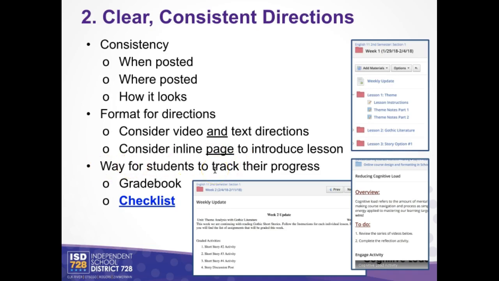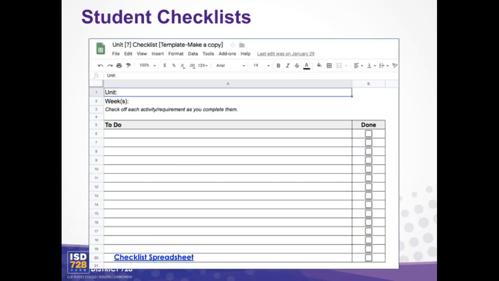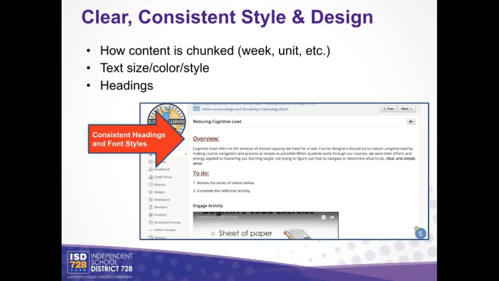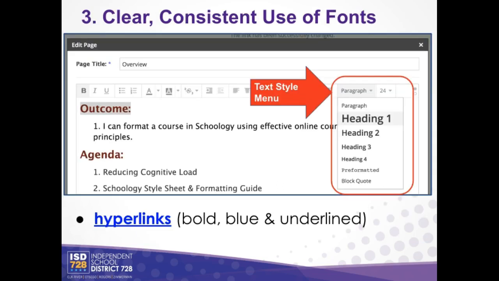And finally, think of a way for kids to keep track of their progress. A lot of times good online design will suggest that you post things in multiple places and multiple ways for students with different learning styles. Consider a checklist for them. So here's an example of a Google Sheet where you could just make this an assignment each flex day where you list the things they have to do and the kids could check them off when they're done. That's just one example. This clear, consistent style and design, again, references even how the assignment pages are formatted. So maybe you always have those consistent headings on every assignment.